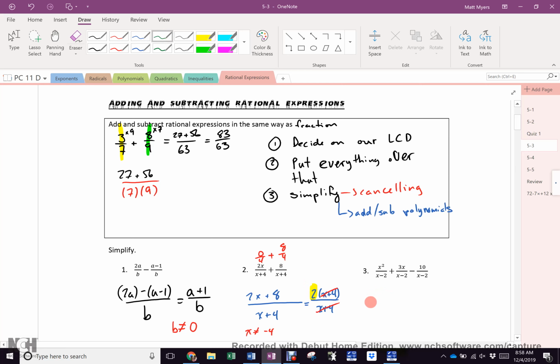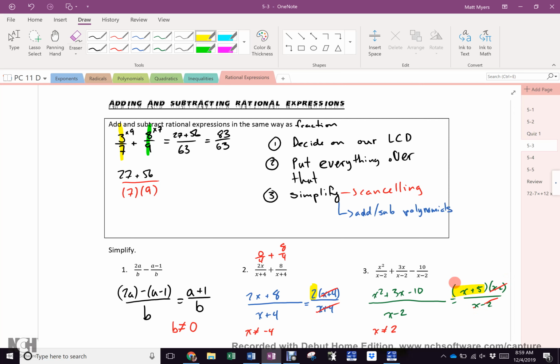Let's check this next one. What's my common denominator? Decide on it. It's x minus 2, yes? So that gives me then x squared plus 3x minus 10, yes? Any canceling? Not yet, but is there any more simplifying I could do? Where? I can factor the numerator because it is x plus 5 and x minus 2 over x minus 2, isn't it? Now what? Cancel those x minus 2's, and what's my final answer? X plus 5. Is everybody good? Yeah?